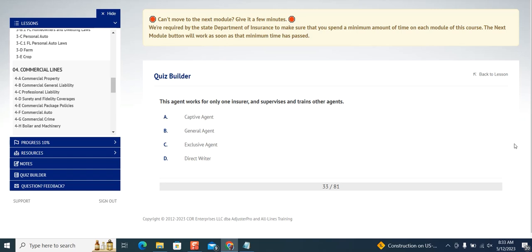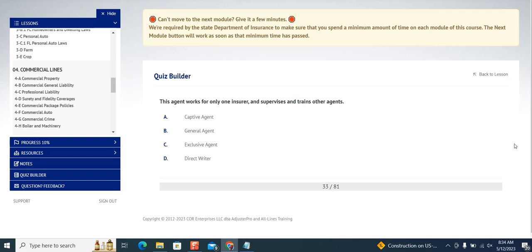The agent works for only one insurer and supervises and trains others. Oh my God. Boy, my brain hurts. Oh man, it's one of them definition days.